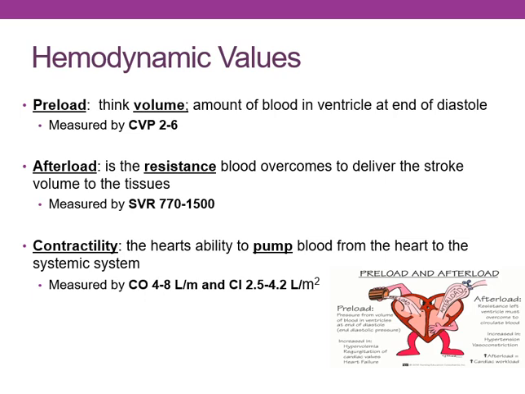But for this, we're going to keep it to the left side. Normal SVR is 770 to 1500, and it's actually measured in dynes, which is a funny little measurement. Don't know what it is. I just like to say it, and I know how to spell it. And then we're going to talk about contractility, and that's the heart's ability to pump blood out to the system.